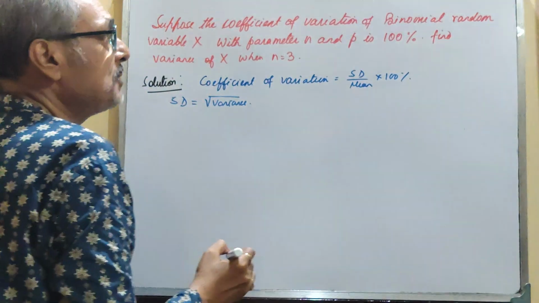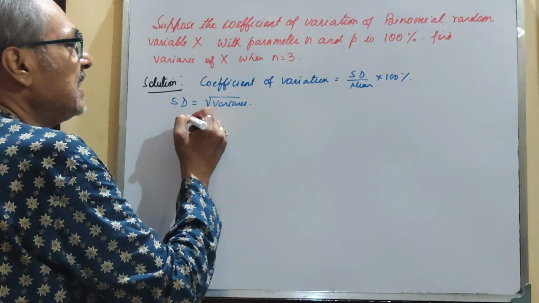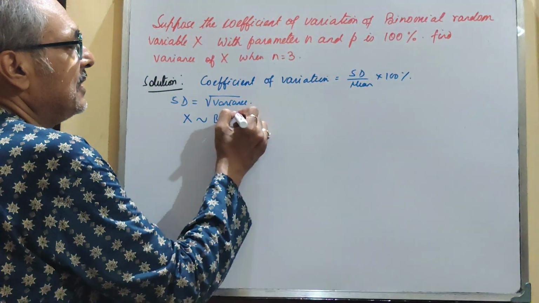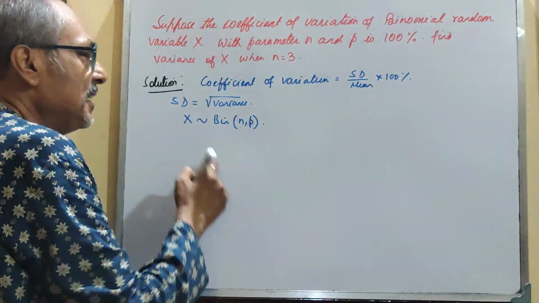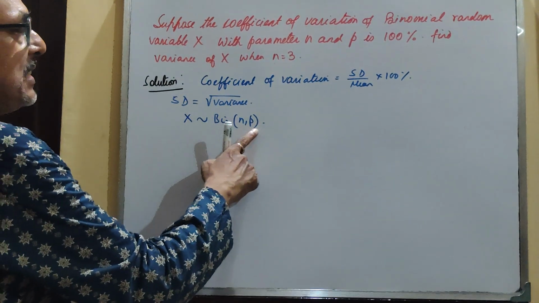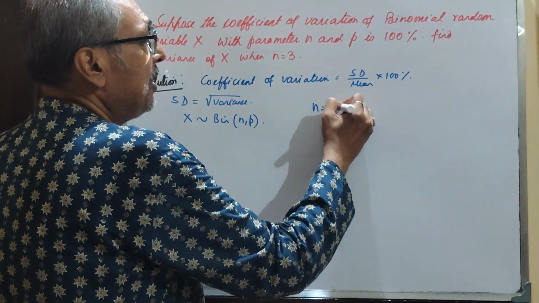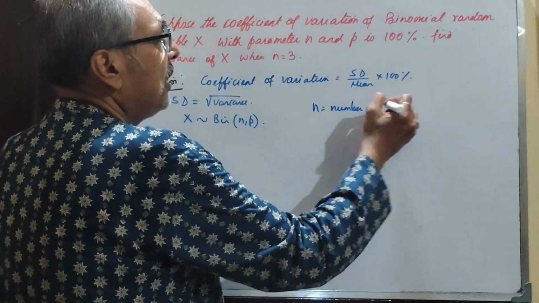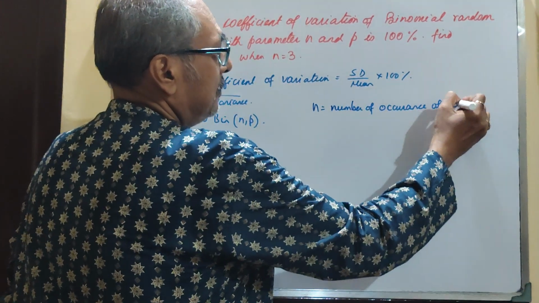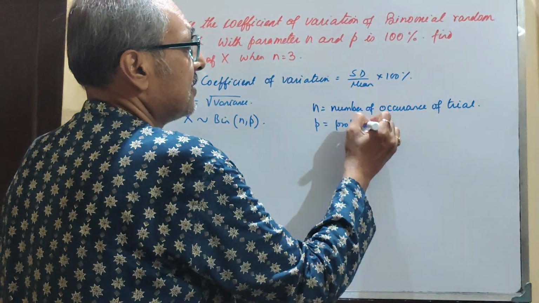Now, x follows a binomial distribution with parameters n and p. This can be written symbolically as x follows binomial distribution with n comma p. X is a random variable which follows a binomial distribution with parameters n and p. Now, what is n? N is the number of trials. What is p? P is the probability of success.